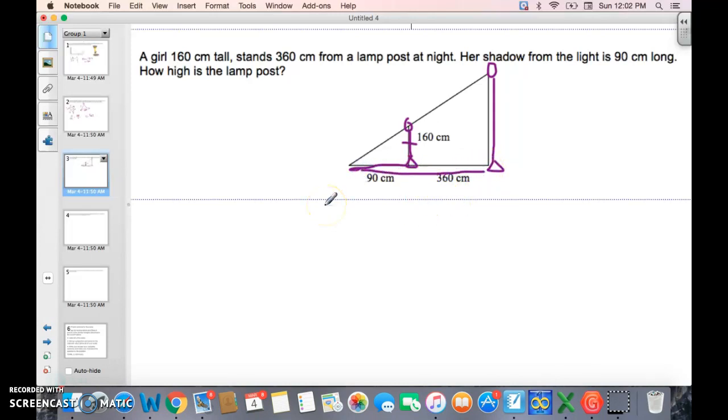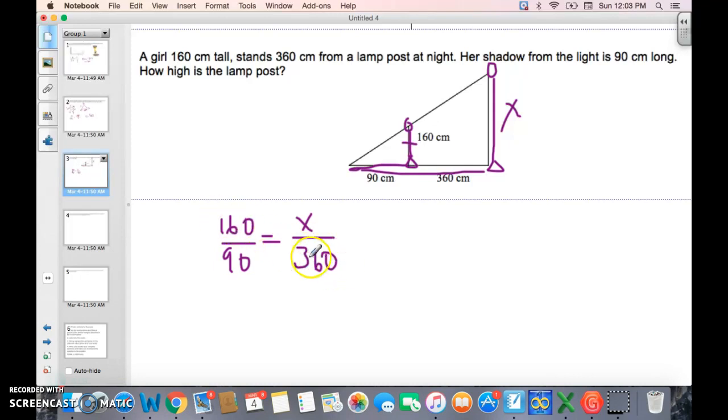All right, so I'm going to have to set up my proportion again, and what I'm looking for is how tall the lamppost is. So once again, I'm going to put the girl's height over her shadow, and that's going to equal the lamppost height over its shadow. And this is just a simple proportion that I'm going to set up.